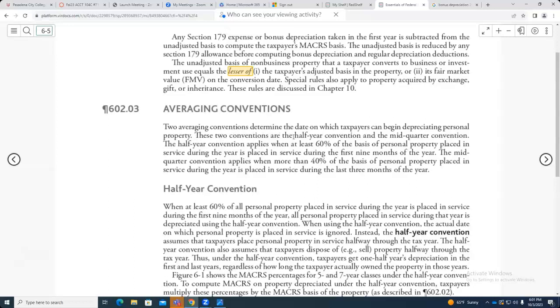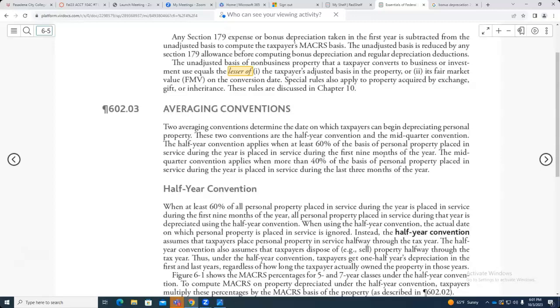These two conventions are either half-year convention. Remember I said half-year convention? That means if you buy a property, IRS assumes you started from the middle of the year. That's half-year convention. And mid-quarter convention. The half-year convention applies when at least 60% of the basis of personal property placed in service during the year is placed in service during the first 9 months.